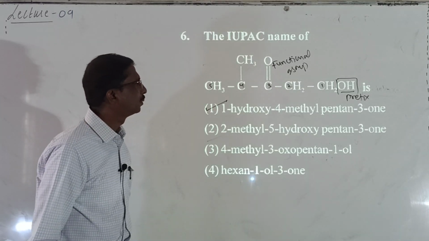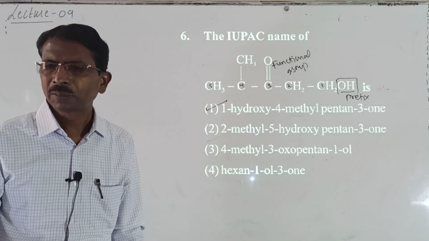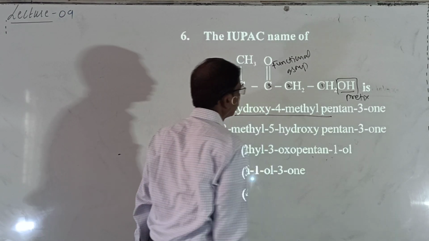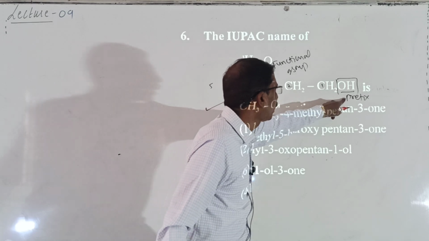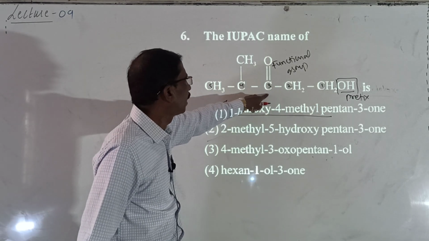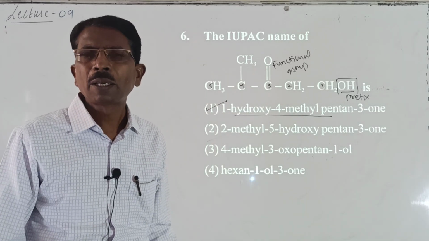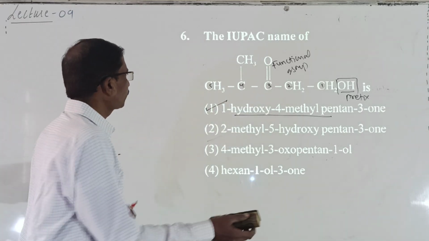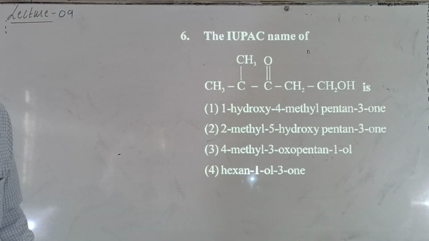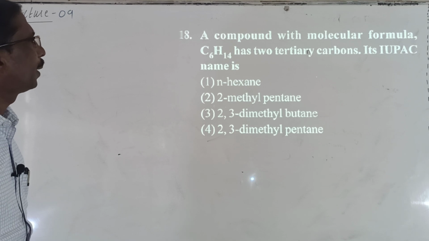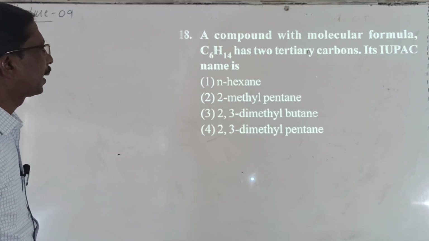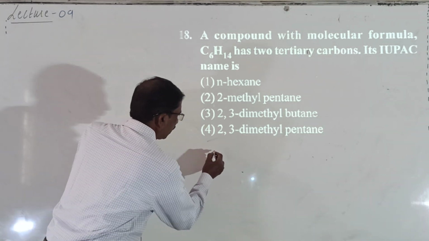So here is the answer. 1 hydroxy prefix, 1 2 3 4, 4 methyl. So the third is pentanone. Then a compound with molecular formula C6H14 has 2 tertiary carbons. Its IUPAC name is very simple.